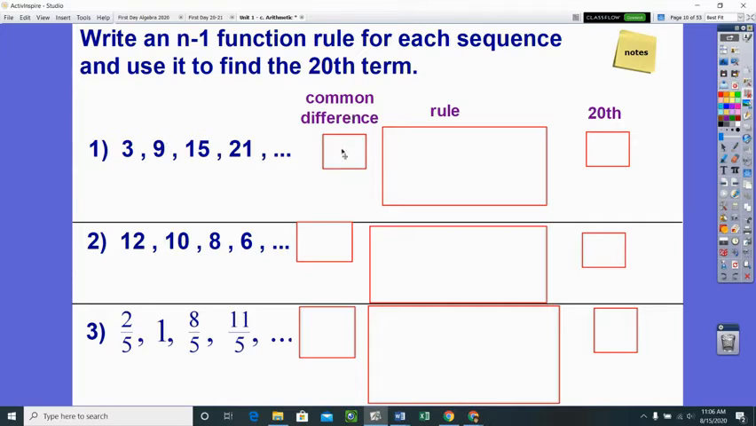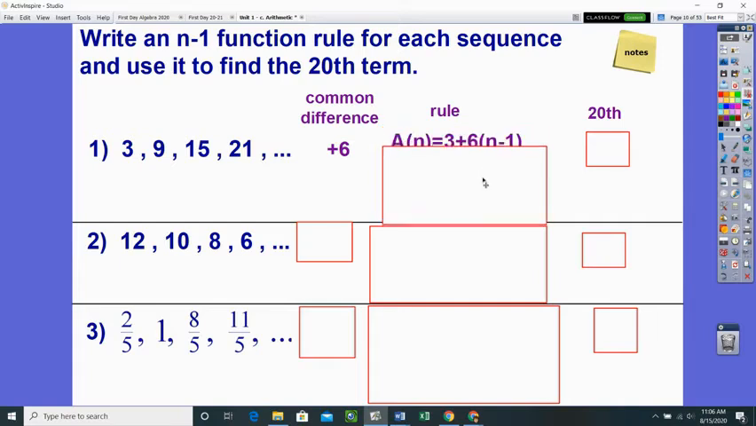First thing is, what's the common difference here? Did you get that you're adding 6 in between terms? To write the n minus 1 rule, you're going to first write a of n equals, and then the first term would be the first thing you write. First term is 3 plus the common difference times n minus 1.